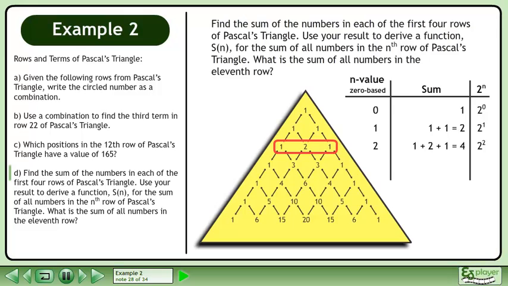In the third row, n equals 2 and the sum is 4, or equivalently 2 to the power of 2. In the fourth row, n equals 3 and the sum is 8, or equivalently 2 to the power of 3. The sum of the terms in a row is s of n equals 2 to the power of n.